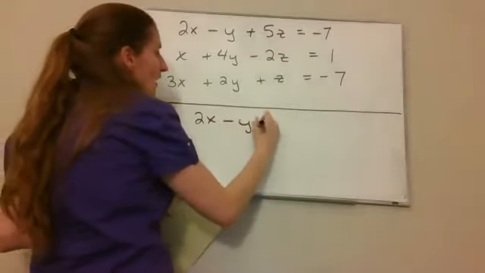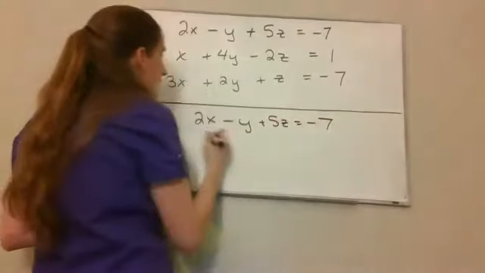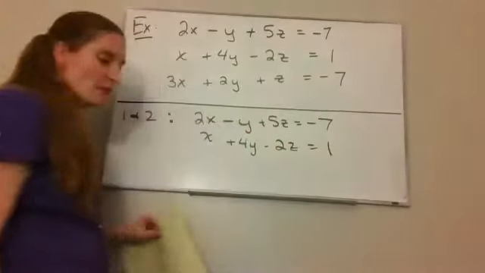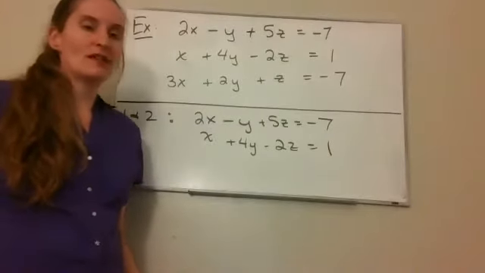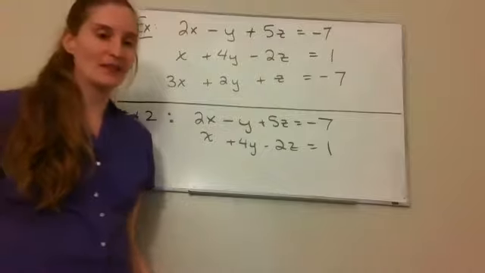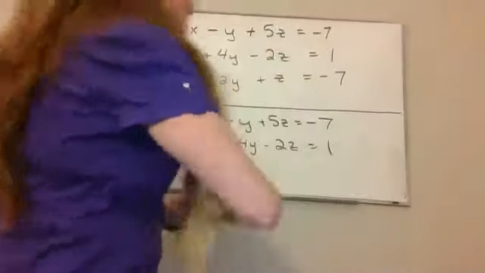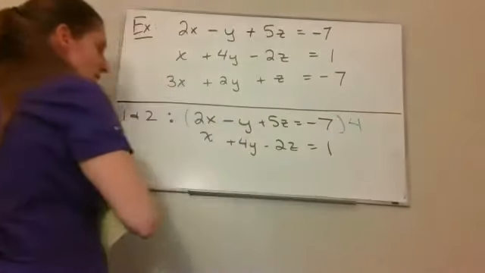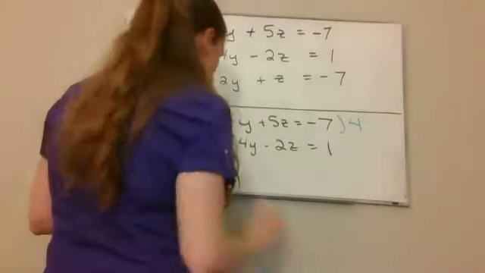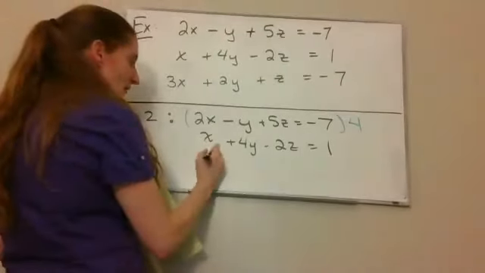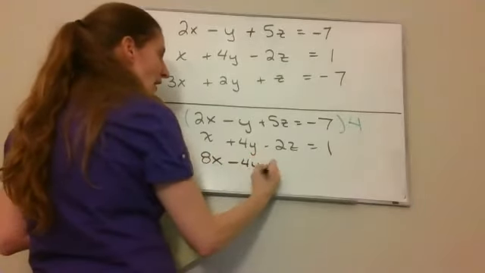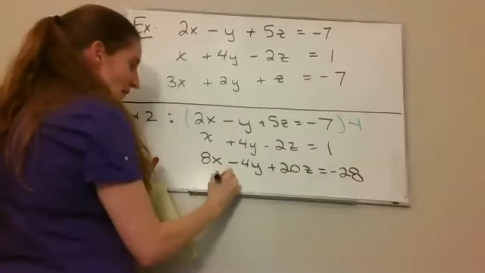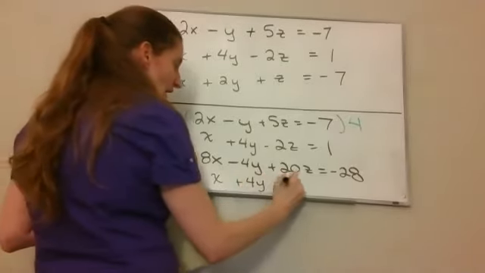So 2x minus y plus 5z equals -7. x plus 4y minus 2z equals 1. And I'm going to choose to eliminate the y, only because they already have opposite signs there. So to eliminate the y, I can multiply the top equation by 4. And when I do that, that top equation becomes 8x minus 4y plus 20z equals negative 28. And my bottom equation is still the same as it was before.